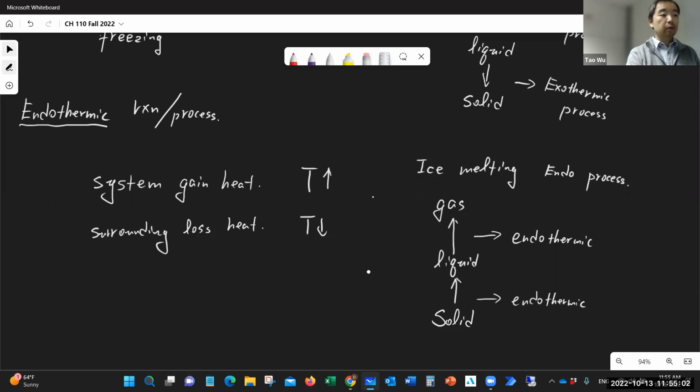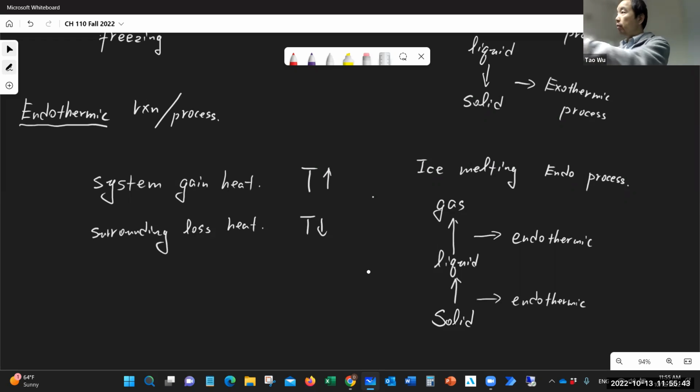So ice melting is from solid to liquid, or from liquid to gas is boiling, which we call vaporization. You cannot have water boil automatically, right? You have to heat the water, and the water absorbs heat from the stove, and then it will start to boil. That makes sense, right? This is endothermic because it needs energy.